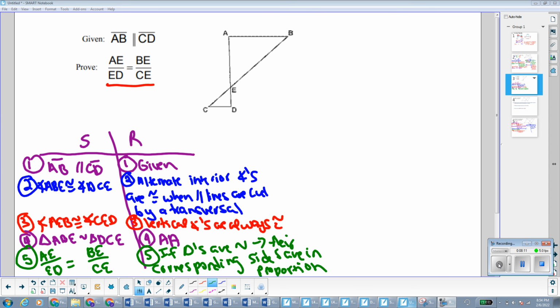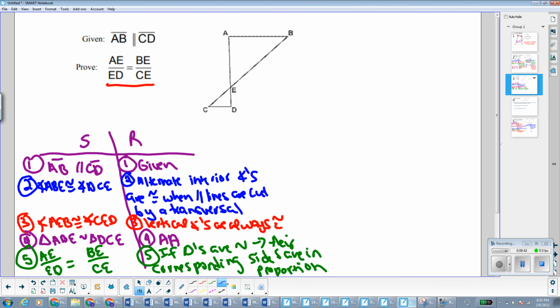Hopefully you got the chance to write out your 2-column statement reason chart. Just like the last proof, this proof also uses alternate interior angles and vertical angles to prove the two triangles similar to each other. Once you prove the two triangles similar, you can prove the proportion that it's asking you to prove using the reason: if triangles are similar, then their corresponding sides are in proportion.